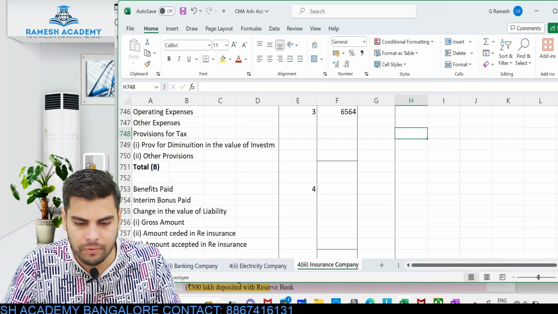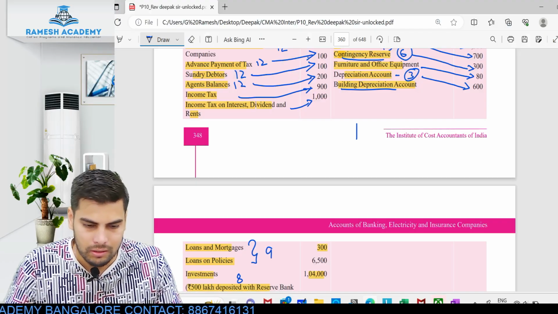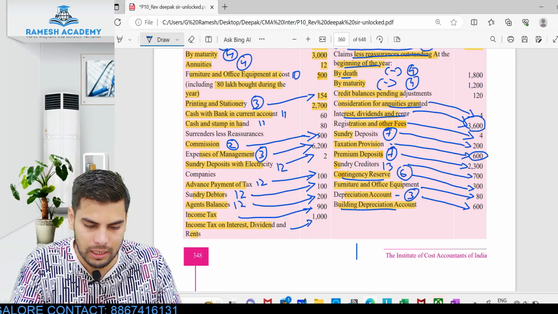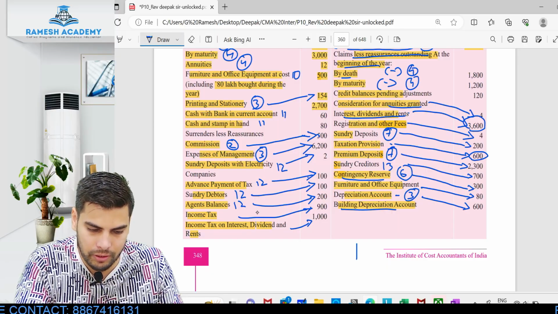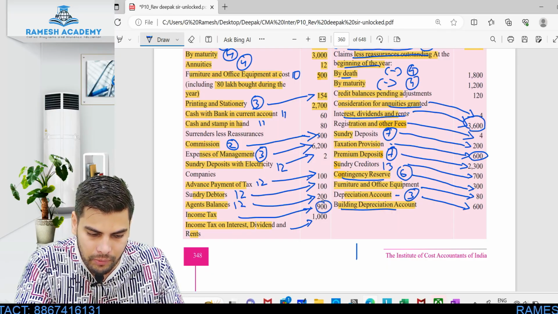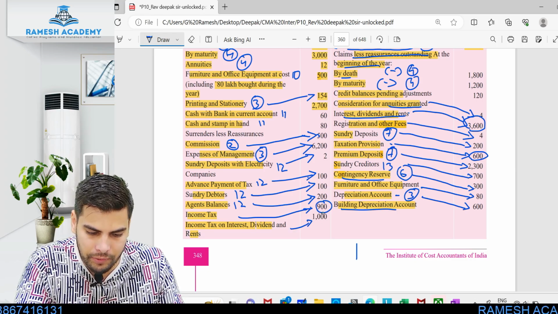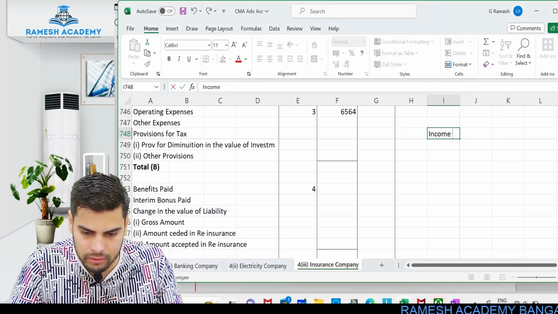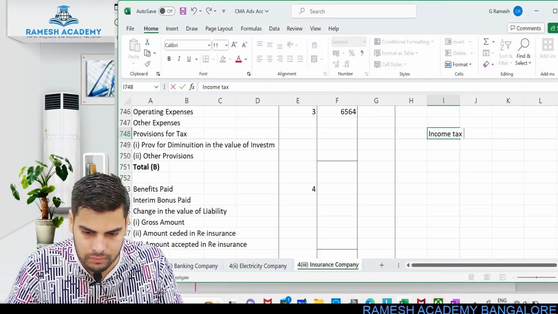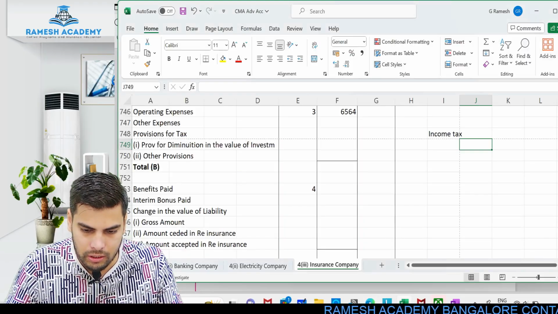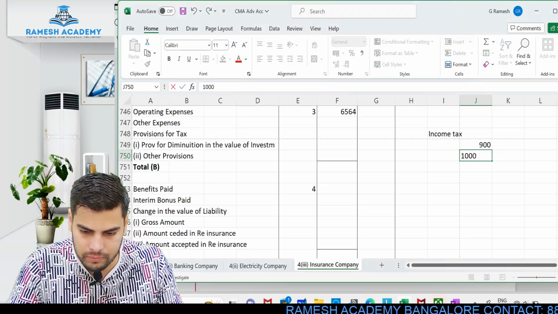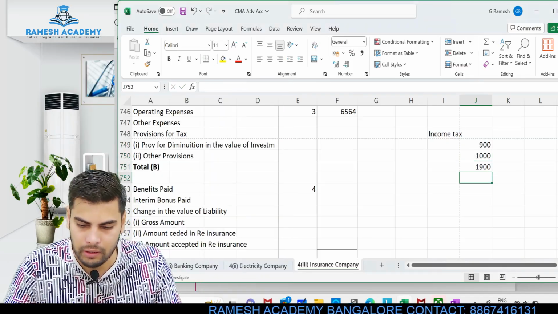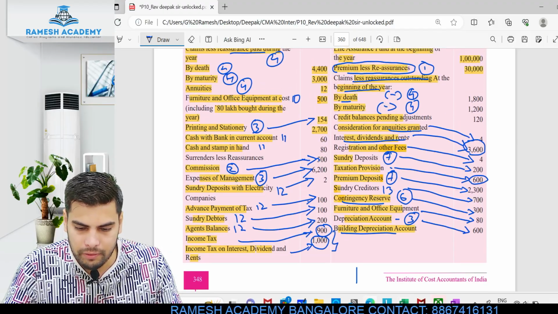Now look at this information, whatever they have given. It's quite confusing, guys, because all the information which they have given is not properly aligned. So I've just written the arrow marks for your reference. Income tax is 900 and income tax on interest and dividend is 1000. Put together, the income tax component is 900 plus 1000. So how much is the total? The total is 1900.